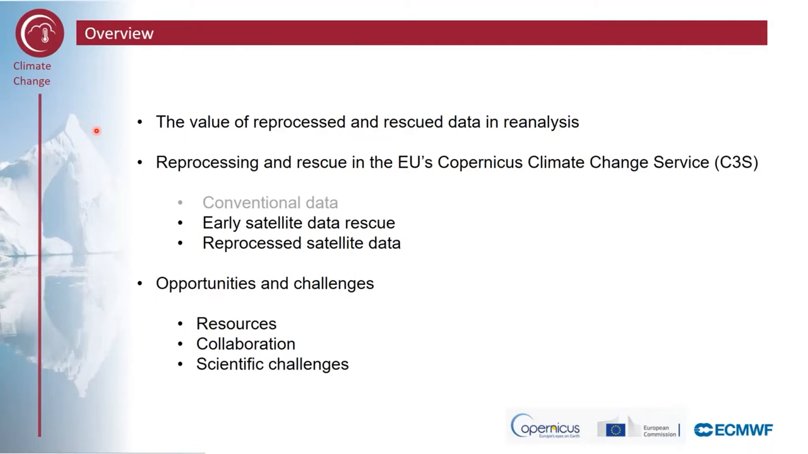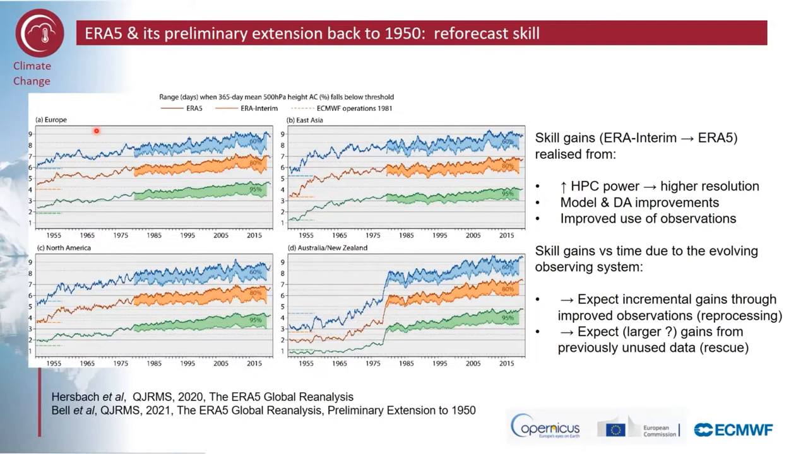So we often use reforecast skill as a proxy for analysis performance or analysis quality. I've shown here the ERA5 reforecast skill going back to 1950 in four subcontinental regions. The bold line at the top shows you the ERA5 skill, and from 79 onwards, you've got the ERA-Interim skill. This is the forecast range at which Z500 anomaly correlation drops below these thresholds indicated in orange and green.